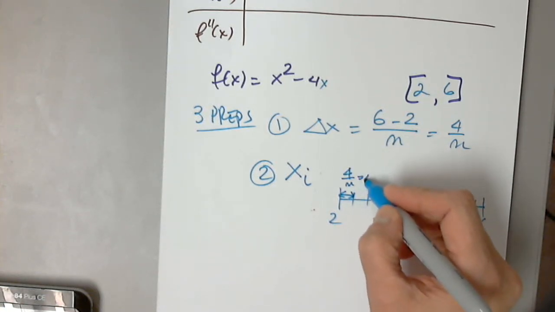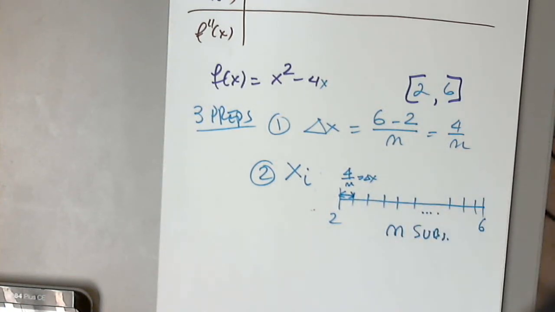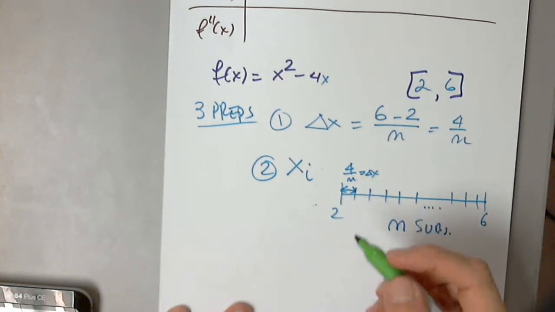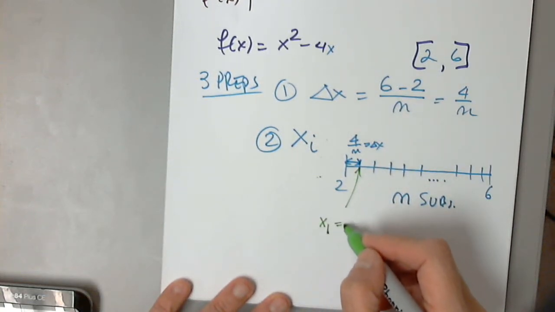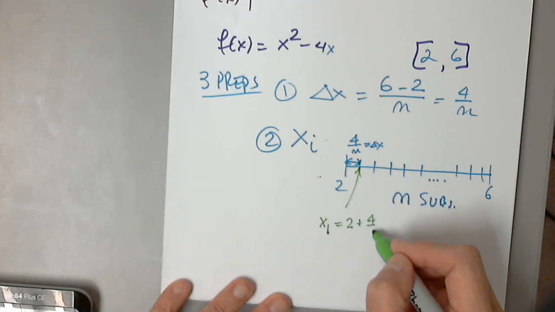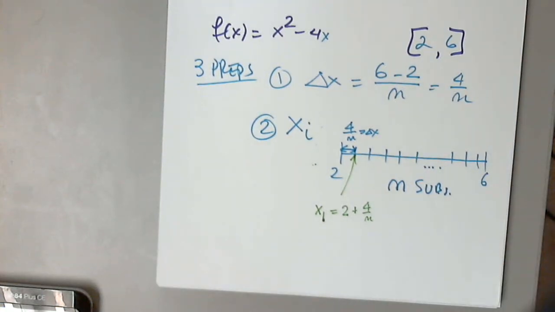4 over n. This is the width of each subinterval. 4 over n, 4 over n, 4 over n, 4 over n. Is that clear? Okay, so now we want to determine a generic x. And we started with this first one, and we said that x sub 1 is 2 plus 4 over n. Would you agree?